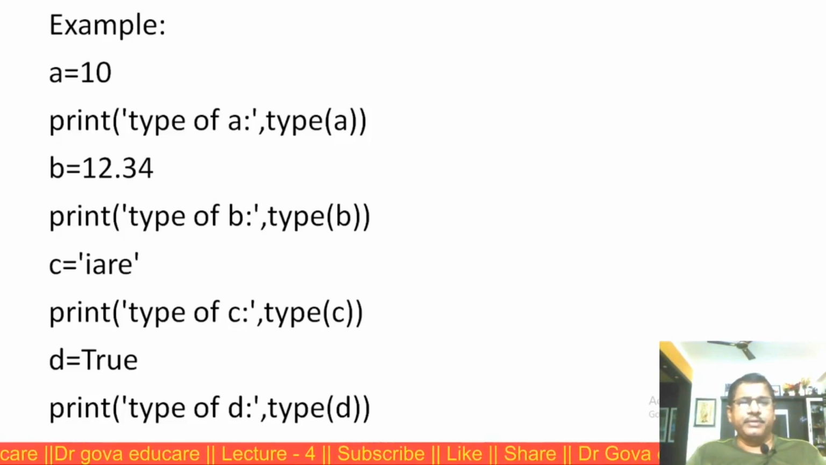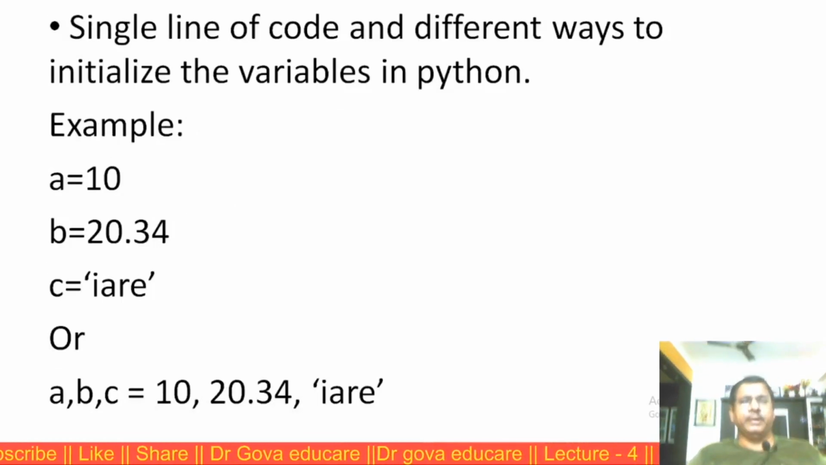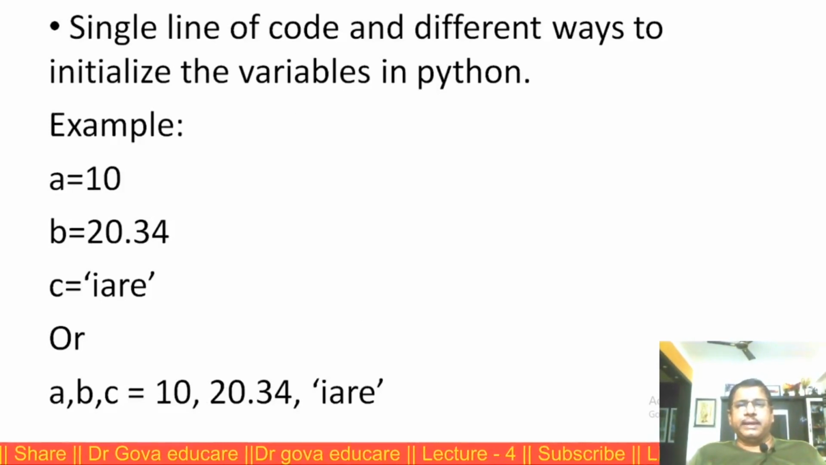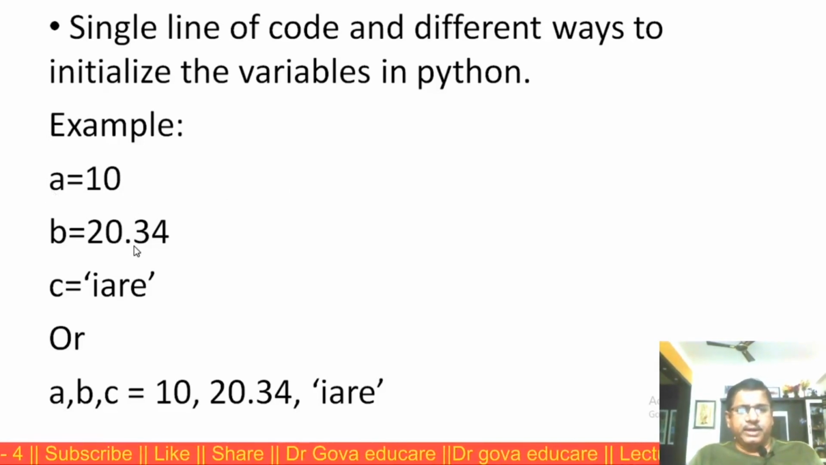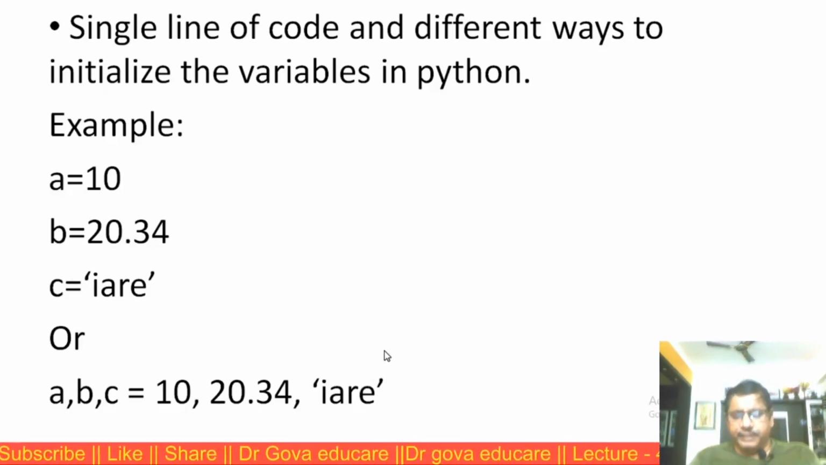A equal to 10, type of A. B is equal to 12.34, type of B. C is equal to IARE, type of C. D equal to true, type of D. Now there are different ways to initialize variables in Python in a single line of code. Now this is the example. A is equal to 10, one variable in one line. B is equal to 20.34, it is another line. C is equal to IARE, string, it is another line. We can write these as a single line like this: A comma B comma C is equal to 10 comma 20.34 comma IARE.